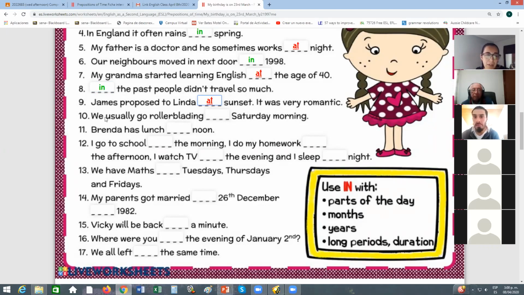Okay, number 10. We usually go rollerblading. Rollerblading is similar to skateboarding. So we usually go rollerblading on Saturday morning. On. Okay, very good. Number 11. Brenda has lunch at noon. At noon. The specific time. Very good.